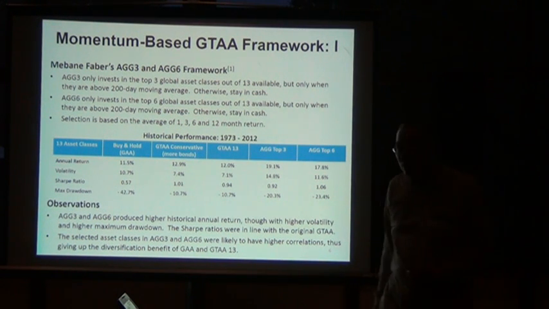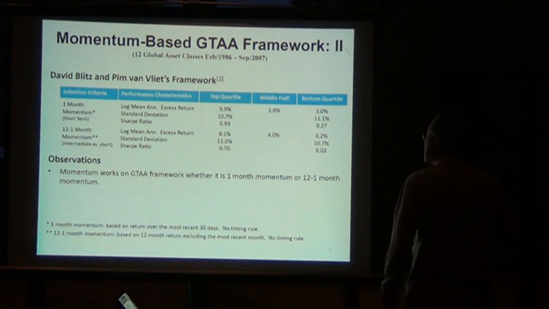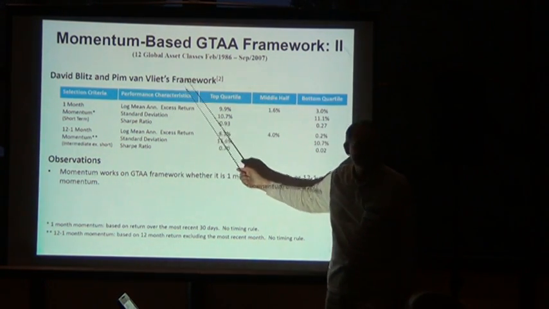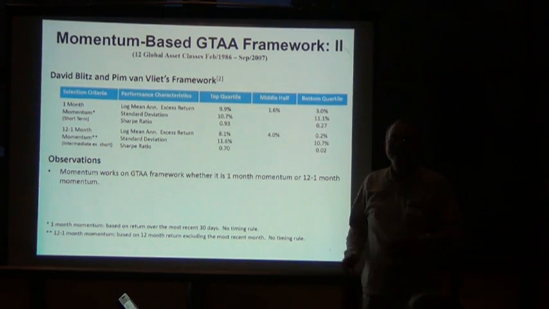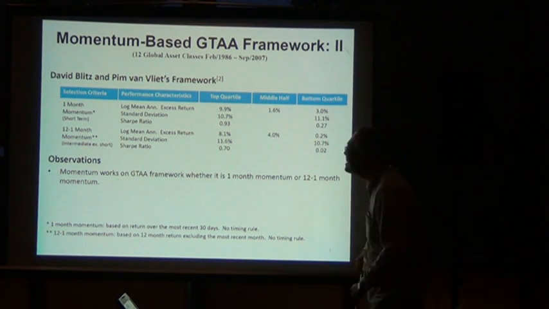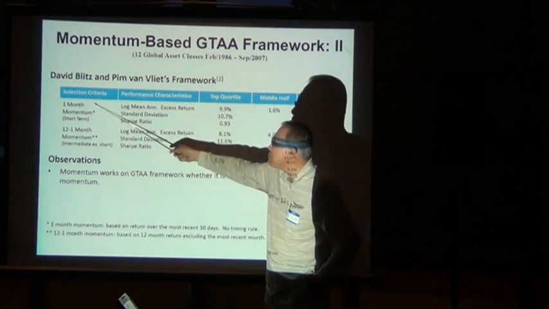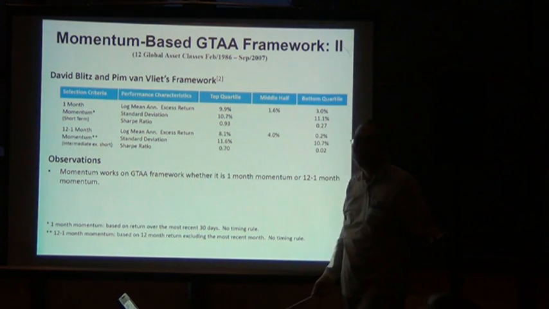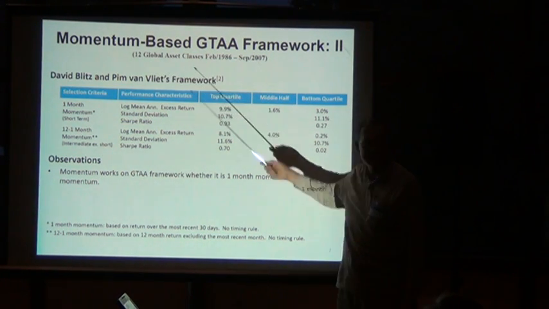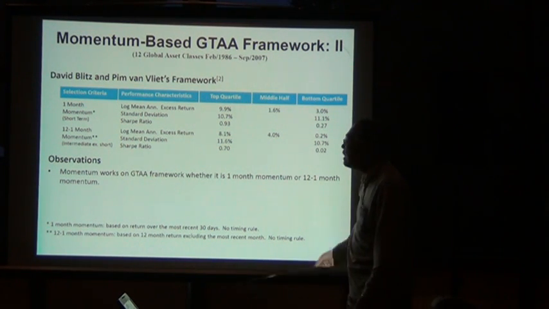So this is one framework. The other framework I'm going to talk about is that of David Blitz and Pim van Vliet. I actually went to Google to make sure that I pronounce the Dutch names correctly. So in their framework, they use a 1 month momentum, just saying which one is doing best in the last 30 days. They have 12 global asset classes, and you will see what the 12 asset classes are later on.